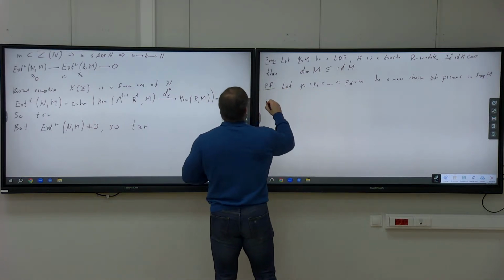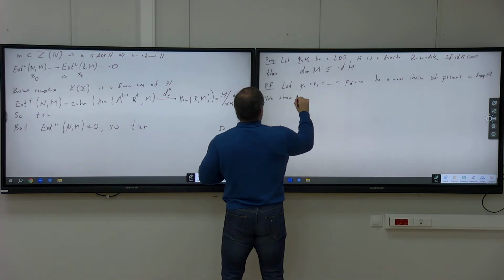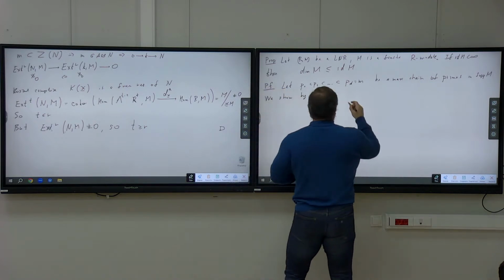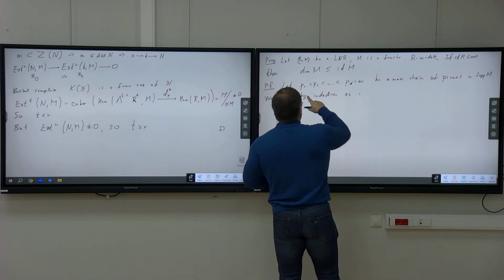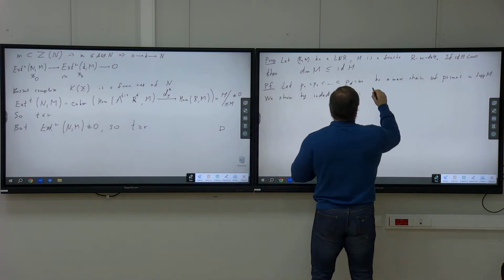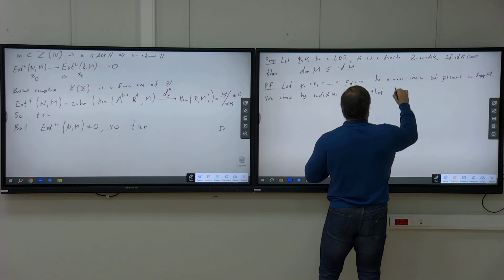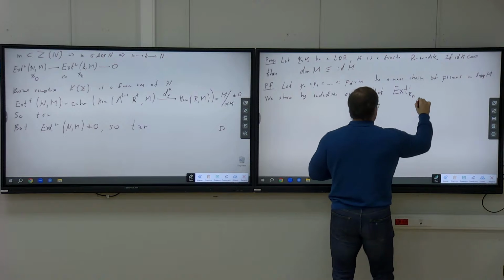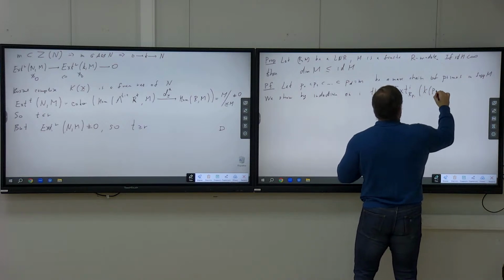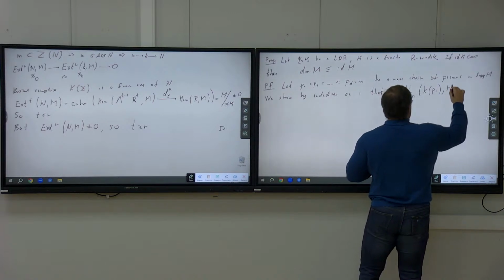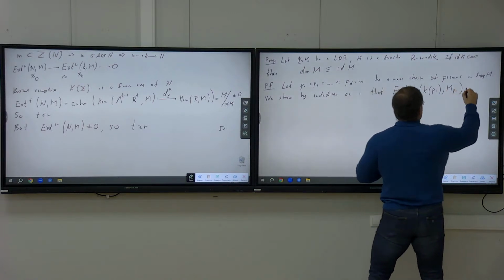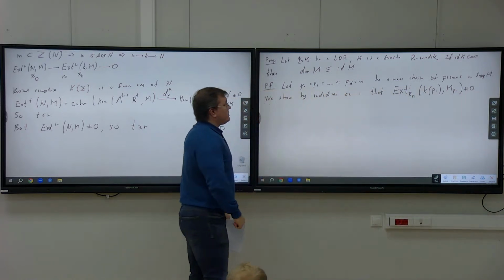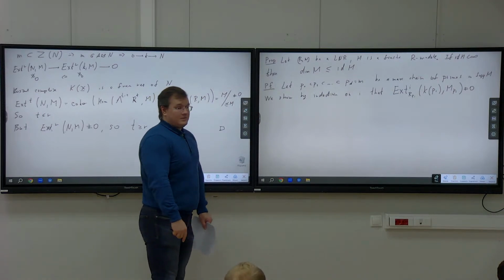So the goal is to show by induction on I, which is just the index in this chain of prime ideals, that Ext^i of the residue field at Pi and M localized at the prime ideal Pi is not equal to 0. Clearly, if we can show this by induction, we prove this statement, right?